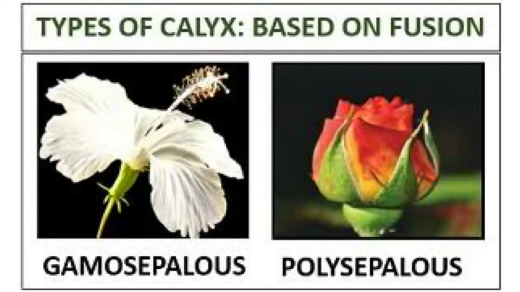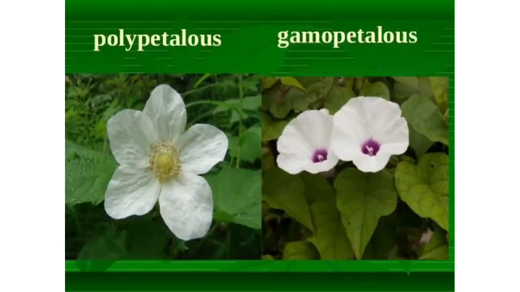Types of sepals. There are basically two types of sepals, gamosepalous and polysepalous. Gamo means fused and poly means separated. Then types of petals. In the same way, there are two types of petals, polypetalous and gamopetalous. Poly means all the petals are separated. Gamo means they are all fused together.